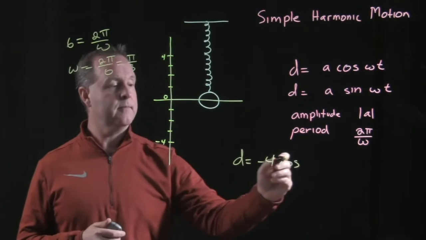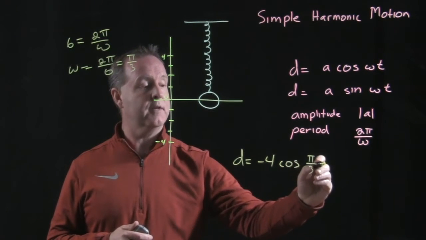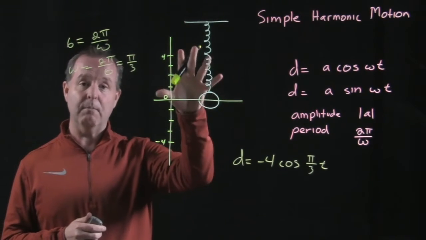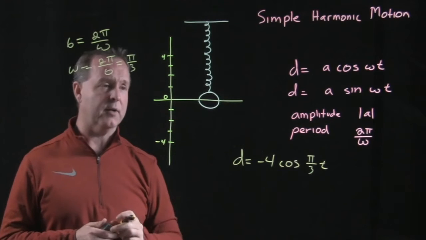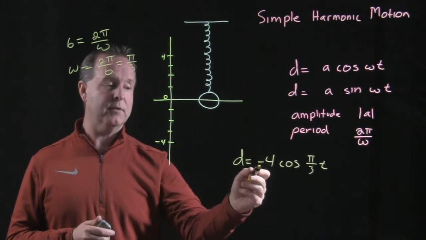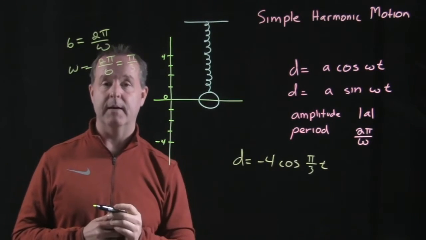From there, I know that my omega would be pi thirds, and it's a function of time, is how we have that defined. So based on this particular model, this particular experiment, the distance can be modeled by negative 4 cosine of pi thirds t at any given moment of time.